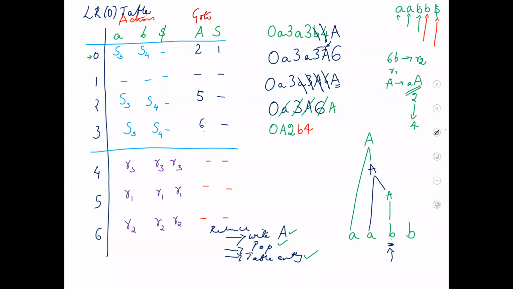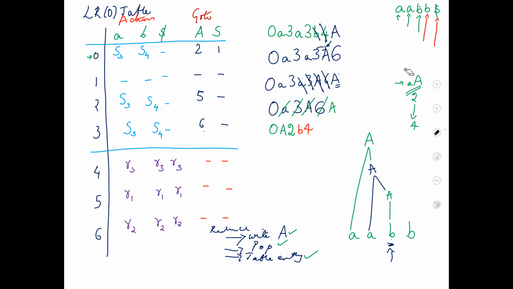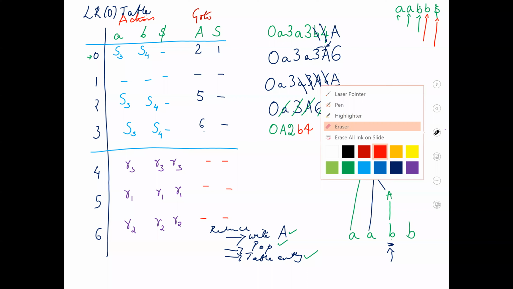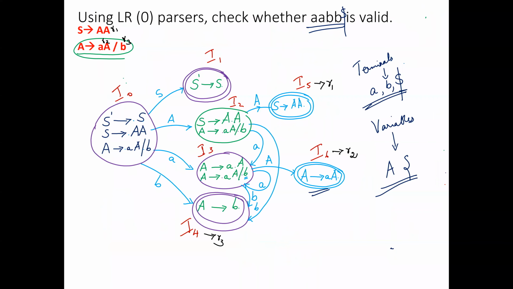Next, I am encountering $. So find out what is $4. $4, they're telling me $4 is a rule. So let's do that. Okay. $4 is a rule called R3. Let me find out what is R3. R3 is A is B.